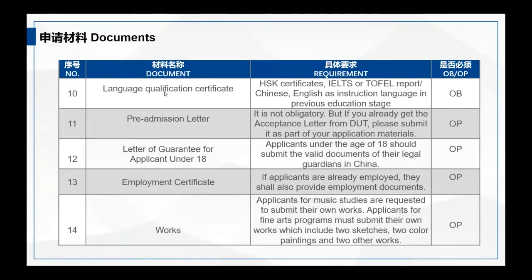First of all, pre-admission letter. If you would like to submit this document as part of application materials to your embassy, you need to get in touch with the tutors of your major to get acceptance letter first, and then send us all the application materials. If your materials are up to our standard, we will issue the pre-admission letter for you. This document will give you more credit in the scholarship qualification selection.